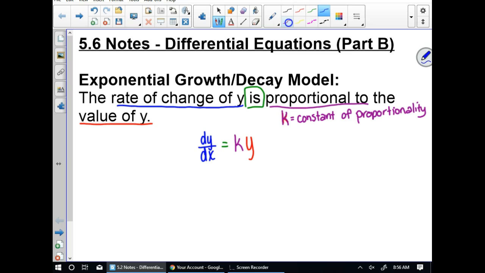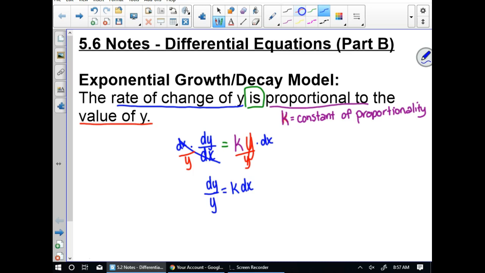So, if I want to solve this differential equation, then I need to multiply both sides by dx. And then I also need to get rid of this y over here, so I'm going to divide off that y. So I end up with dy over y equals k dx. And keep in mind, k is a constant. It is not really a variable like x or y.